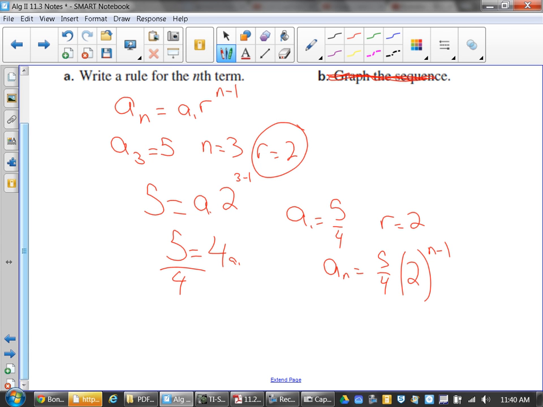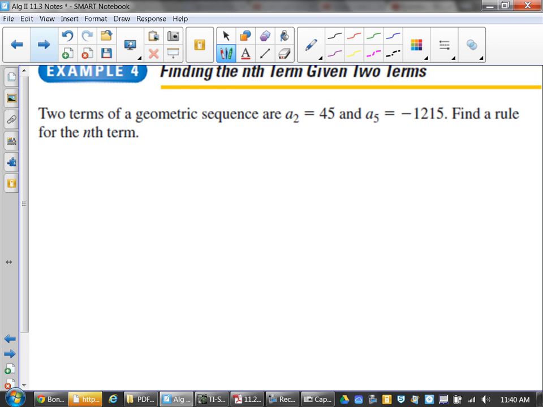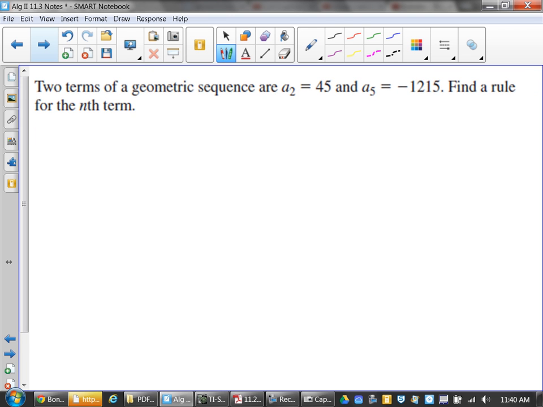Okay? So, why don't you try one real quick? Oh, wait, let's do this one. Now we're given 2 terms. Now we're going to find the nth rule when you're given 2 terms. Yesterday or the day before, when we did arithmetic, given 2 terms, what did I tell you guys to do twice? Write the equation.